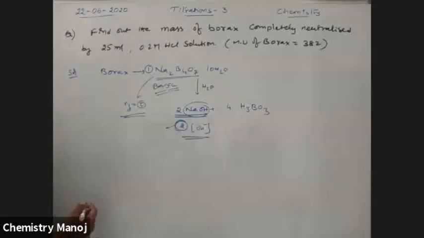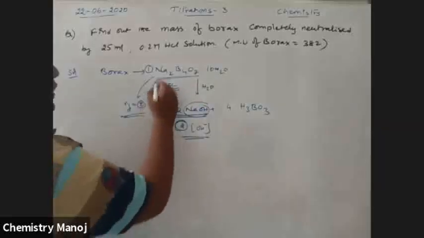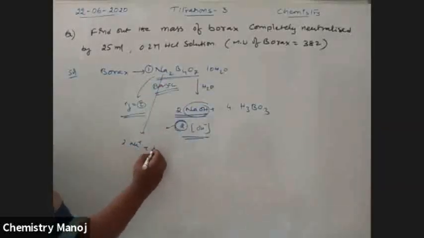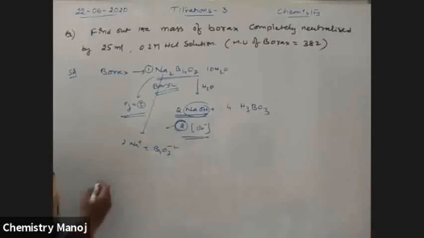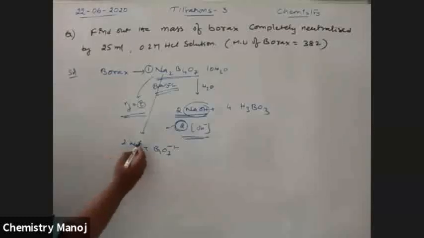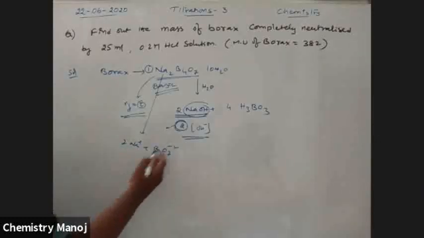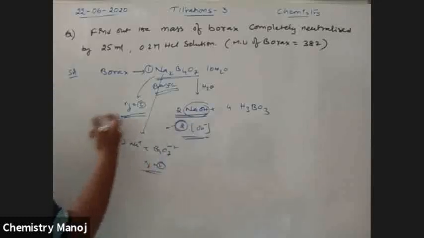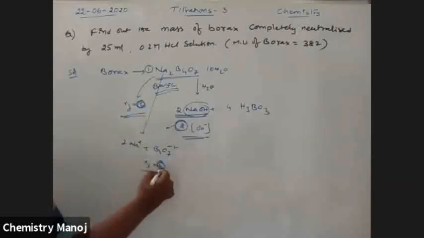N factor is equal to 2. Or, Na2B4O7 is ionized as 2 Na plus ions and B4O7 2 minus ion. So it is a salt, no doubt. Total positive charge is plus 2, total negative charge is minus 2. Therefore, N factor is equal to 2. So whichever way, the N factor is 2.